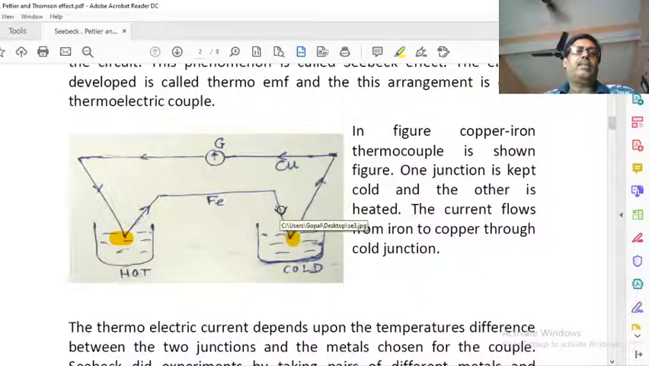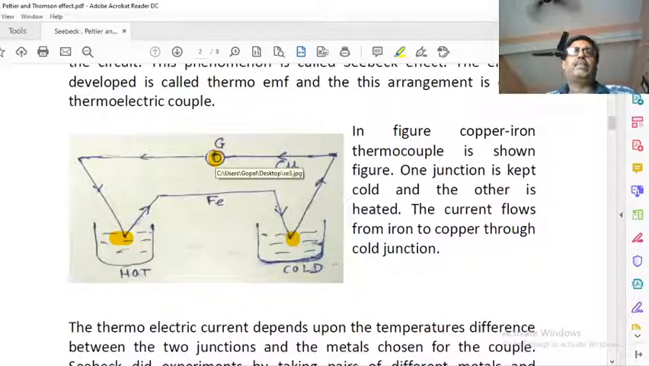Okay, then it is seen that there is a current. If there is a galvanometer here, the galvanometer shows deflection. It confirms that there is a current.